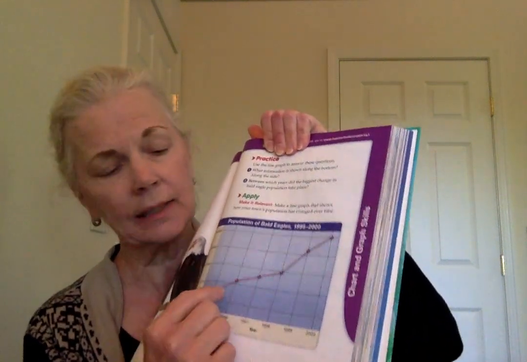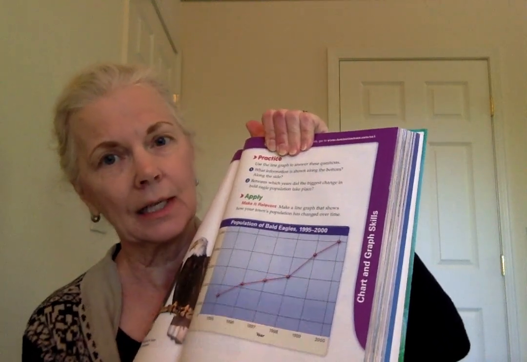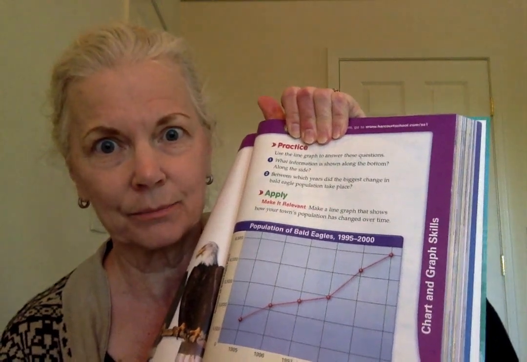Now we're going to go ahead and get started reading. A line graph uses a line to show changes over time. Look at the graph on page 297. Do you see how they made a line? That's why it's called a line graph. But before they put the line down, they had to plot points on the line, like a connect the dot in a coloring book.